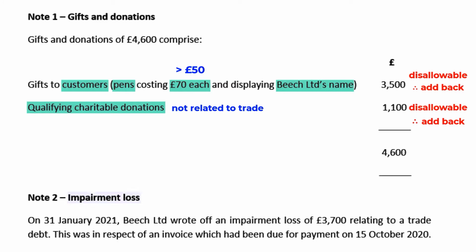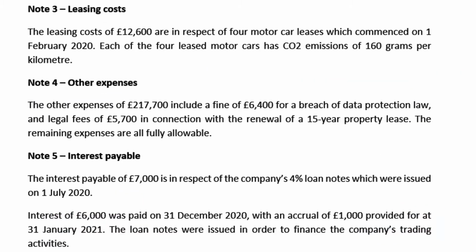Note 2 is the impairment loss. On 31st January 2021, Beech Limited wrote off an impairment loss of 3,700 relating to a trade debt. Definitely allowable. Why? Because it relates to trade. This was in respect of an invoice which had been due for payment on 15 October 2020. That's completely fine.